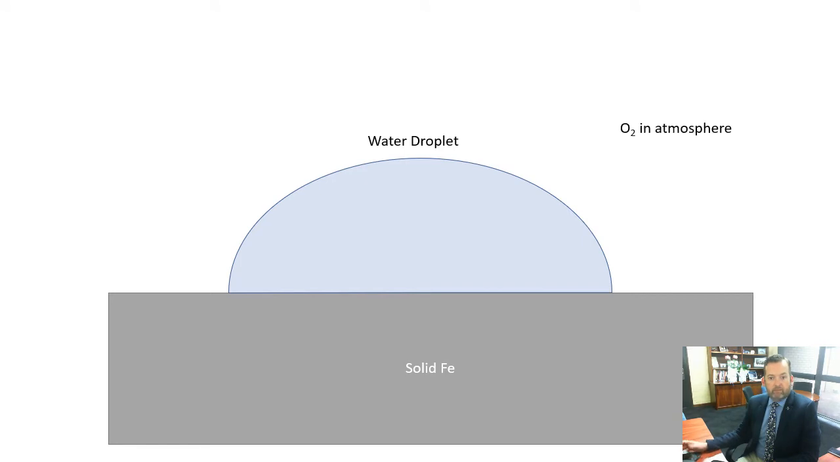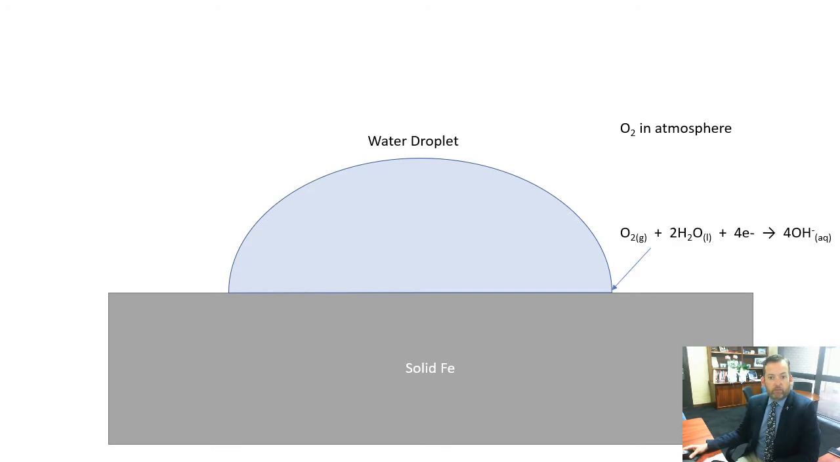Okay, so let's have a look at a basic corrosion scenario. First of all, we have solid iron. There are some other metals that corrode, of course, but we're going to focus specifically on the corrosion of iron. You need solid iron. You also need a water droplet, and you need oxygen in the atmosphere. Those three things are absolutely essential if we're going to have corrosion, and we'll talk about that a little bit later on.